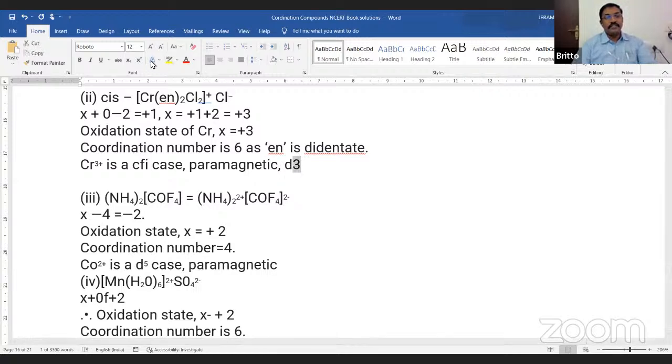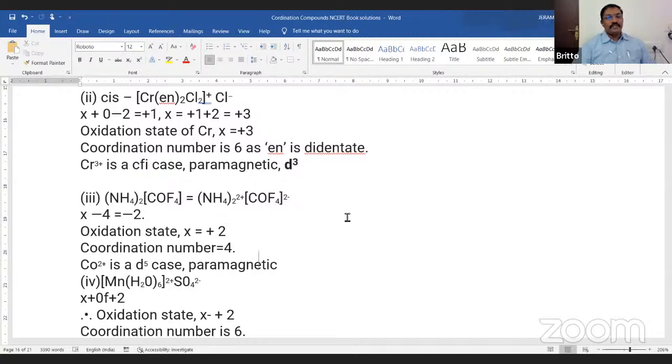Since it is a d3 configuration, whatever complex it forms, the last 2 d orbitals are available, so it is going to use the inner orbitals. But still it is going to be paramagnetic, because it has only 3 electrons. The 3 electrons are going to occupy each of the d orbitals, and the remaining 2 orbitals are going to be empty. Those d orbitals are going to be used for complex formation. So it is a paramagnetic complex.